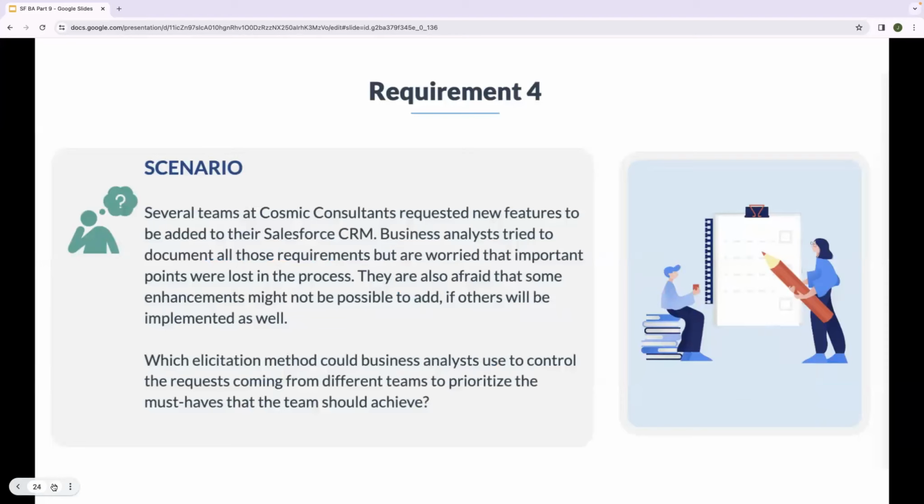The fourth scenario is several teams at Cosmic Solution Consultant request a new feature to be added to their Salesforce CRM. Business analysts try to document all those requirements but are worried that important points were lost in the process. They are also afraid that some enhancements might not be possible to add if others are implemented as well. Which elicitation method could business analysts use to control the requests coming from different teams to prioritize the must-haves that the teams should achieve?